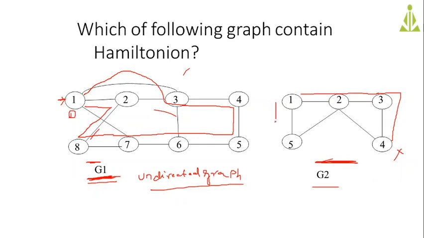Okay, if I go from here 1 to 2, 1 to 5, 5 to 2, 2 to 4, 4 to 3. But I can't reach the 1. So this is also not possible for a Hamilton cycle. So this is not a Hamilton cycle, and this is a Hamilton cycle. So we can check all the possibilities, and we need to find which one is a Hamilton cycle.